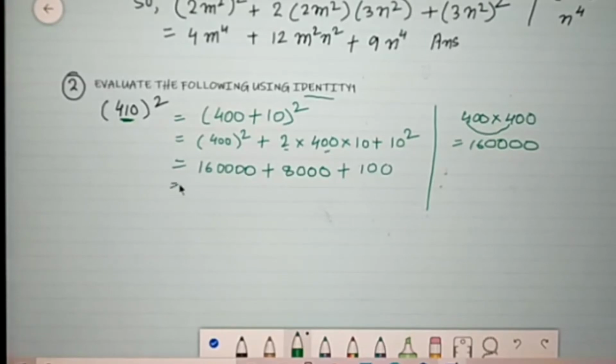And then we add this. So this is 1,60,000 and 8,000. So this is 1,68,100. This is our answer.